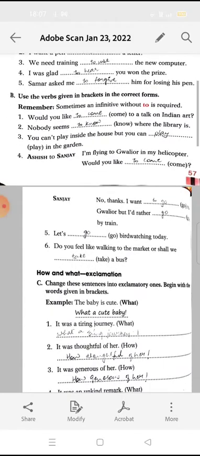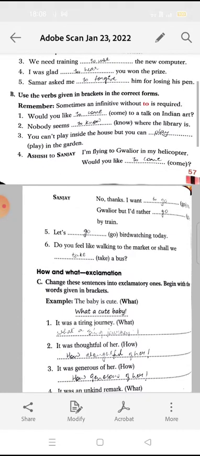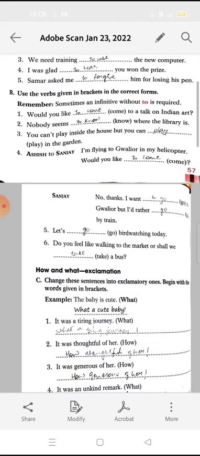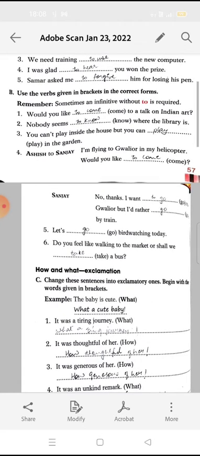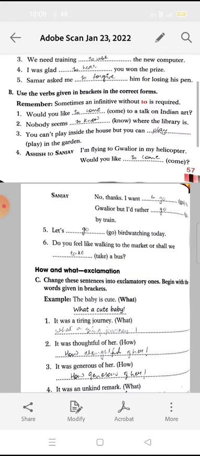Okay. Use the verbs given in brackets in the correct forms. Remember, sometimes an infinitive without to is required. Sometimes we can use to plus verb, that is to infinitive. Sometimes we can use infinitives even without to. Let's see how. Would you like to come to a talk on Indian art? This is a to infinitive, no doubt. Nobody seems to know where the library is. This is also a to infinitive.